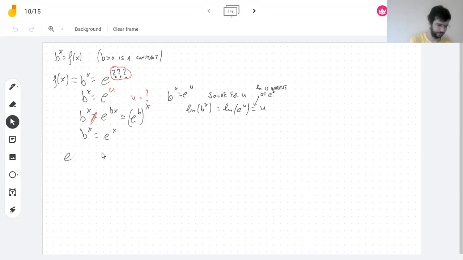So b to the x is e to the logarithm of b to the x. Now, if I look at that, that's no good to take the derivative. There's a logarithm that I don't know what to do with yet, and there's still a b to the x in there whose derivative I'm trying to find out. But the thing is, the logarithm of b to the x, I can rewrite in a different way, using the properties of logarithms.